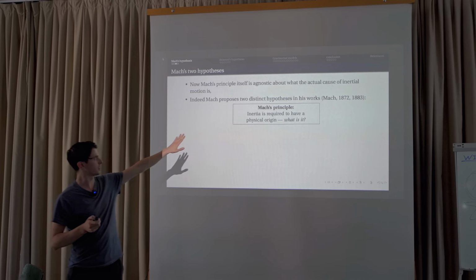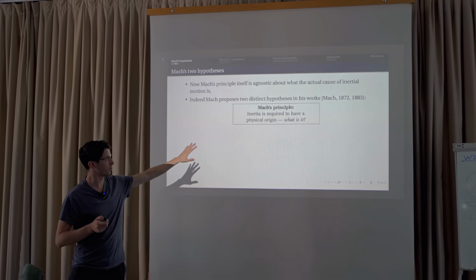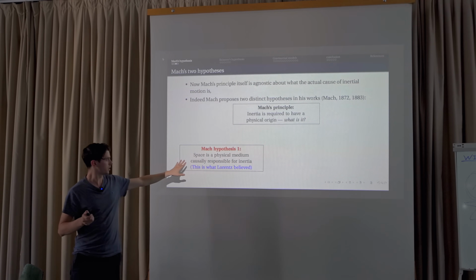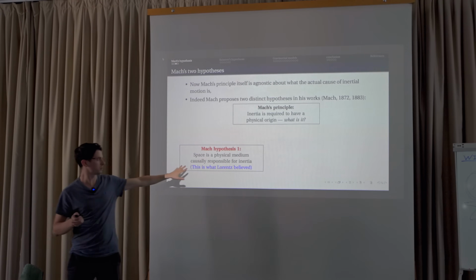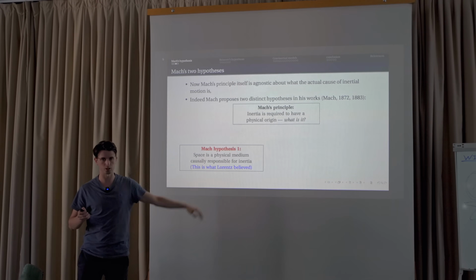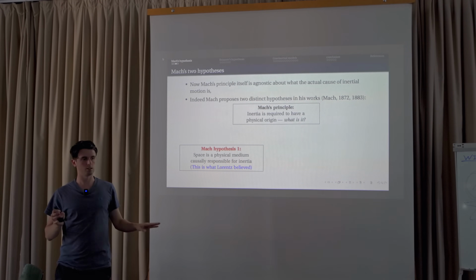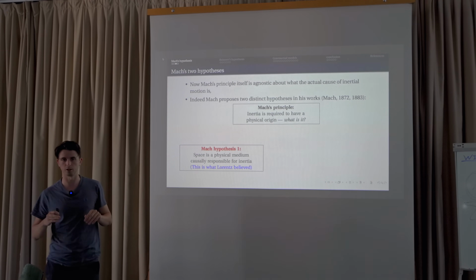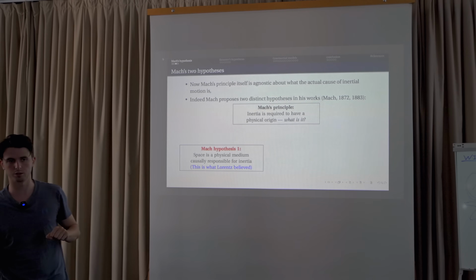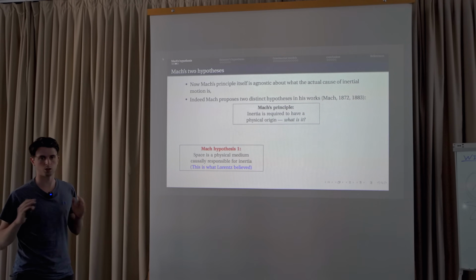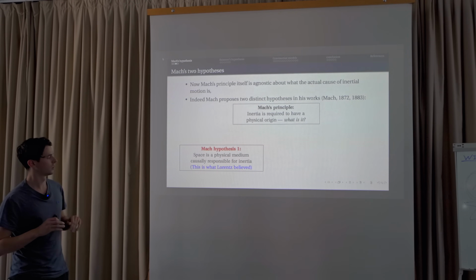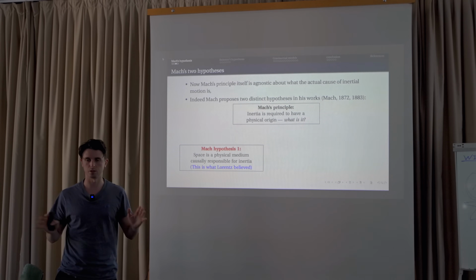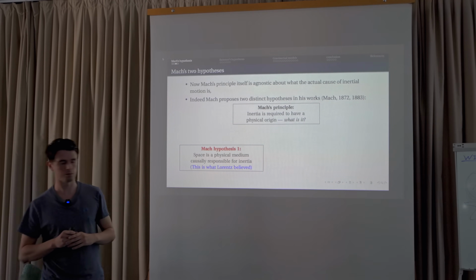So if Mach's principle is the idea that inertia is required to have a physical origin, we can ask, what is it? The first one is that space is a physical medium causally responsible for inertia. And incidentally, this is what Lorentz believed. So this was one of Lorentz's arguments post-1905 for holding on to the existence of the ether, was that it was necessary to have the ether to define acceleration. Okay?